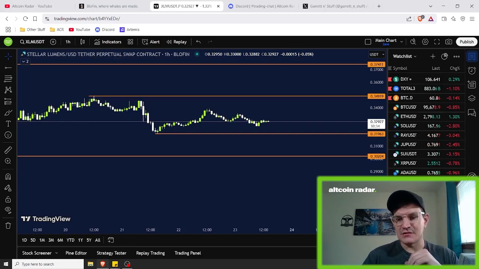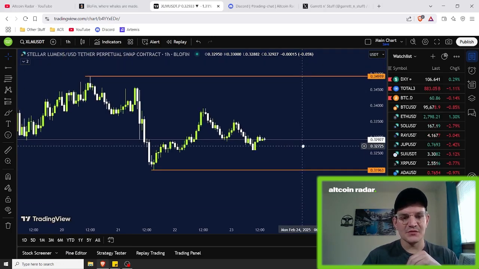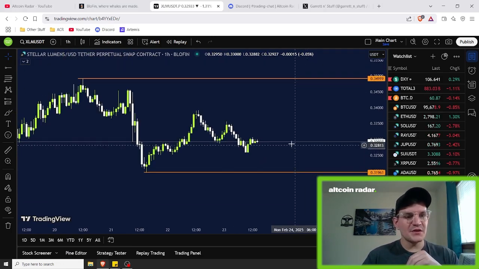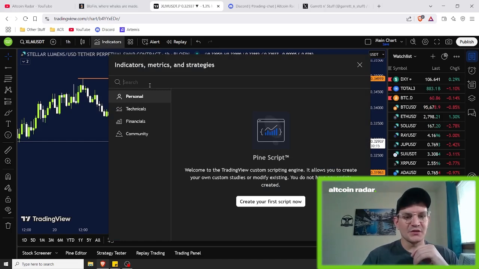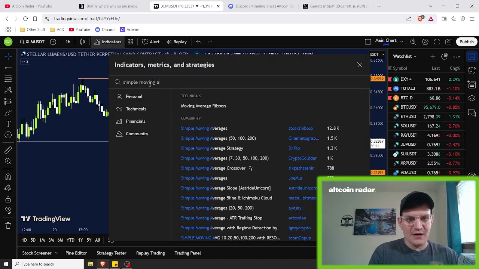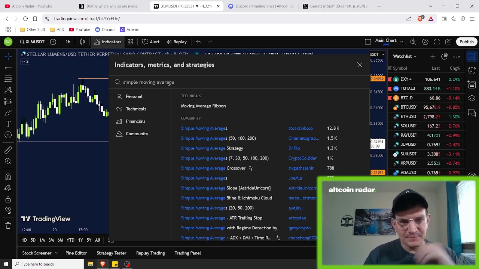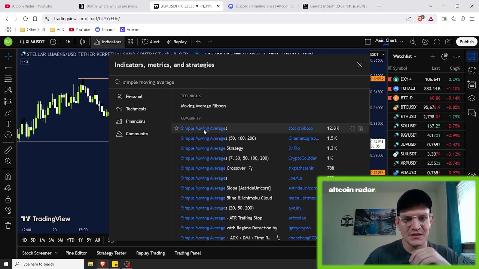And as you guys can clearly see here, let's go ahead and make that bigger. And then what we want to do here is go ahead and turn on the indicator and turn on the moving average, actually. So what I like to use with my day trading is the 7-period SMA a lot. So what you can do here is just type in simple moving average, and just go ahead and click on this one, I guess you could say.